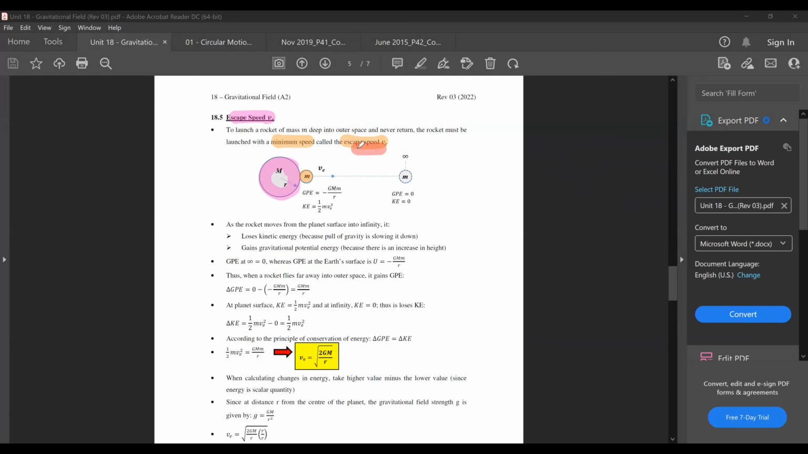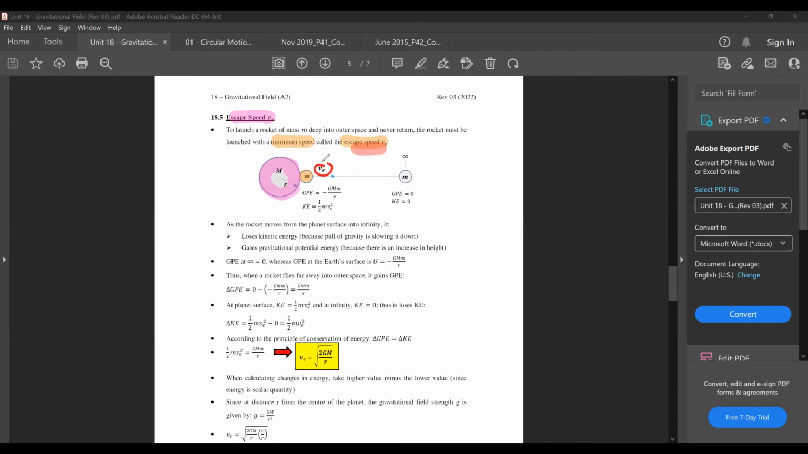Okay, you always need to have a certain minimum speed called your escape speed in order to be able to escape all the way into outer space. If you don't have that, gravity will just pull your object back towards the planet itself. Okay, so what you're interested to find out is what this escape speed, VE, is here.